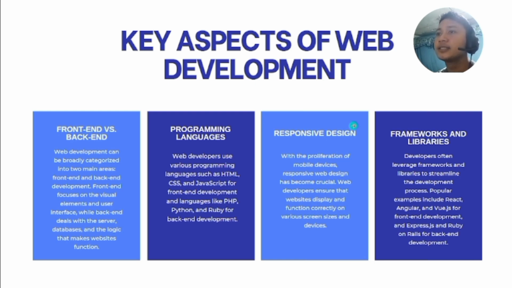And then next is programming language. So this is the developer use language for the back end. Web developers use various programming languages such as HTML, CSS, and JavaScript for front-end development, and for the back end, PHP, Python, and Ruby.